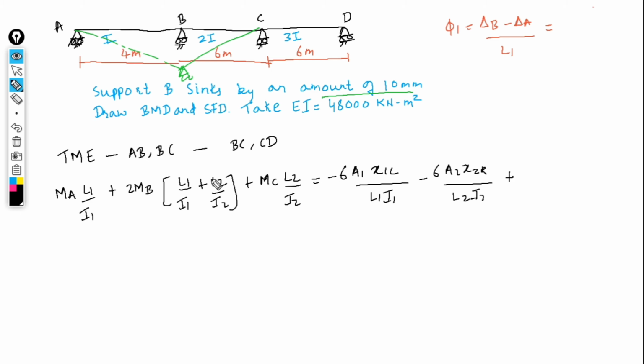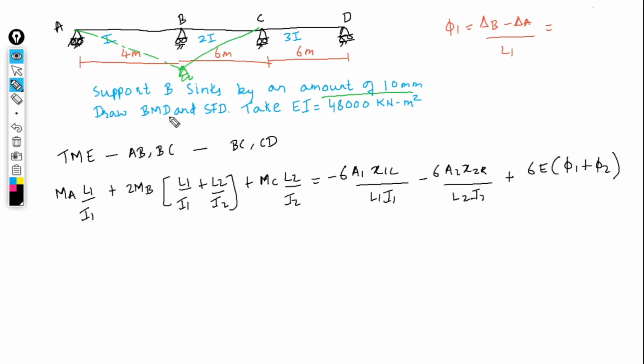Since we see the sinking of the support in the continuous beam, we are required to use the modified form of the three moment equation, which has been modified by Morse. Here we need to add 6E bracket phi1 plus phi2.